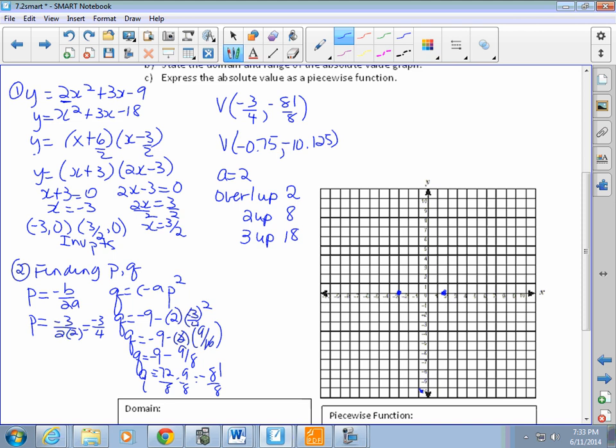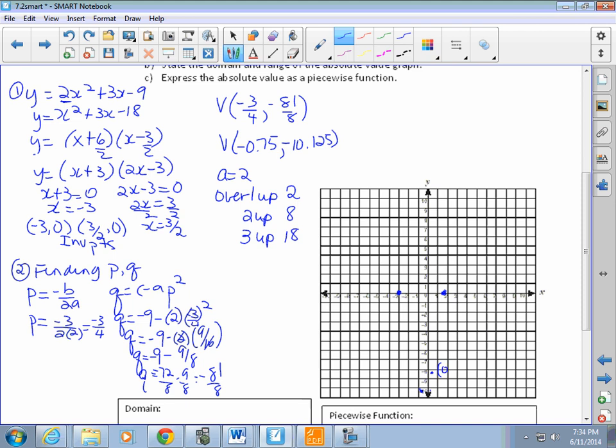So if I do my up and overs, over 1 put me at 0.25, and up 2 put me there. So that was at 10.125. If I go up 2, I'll be at negative 8.125. And then this way it was at 0.725, so I'm going to write that down just for plotting later.